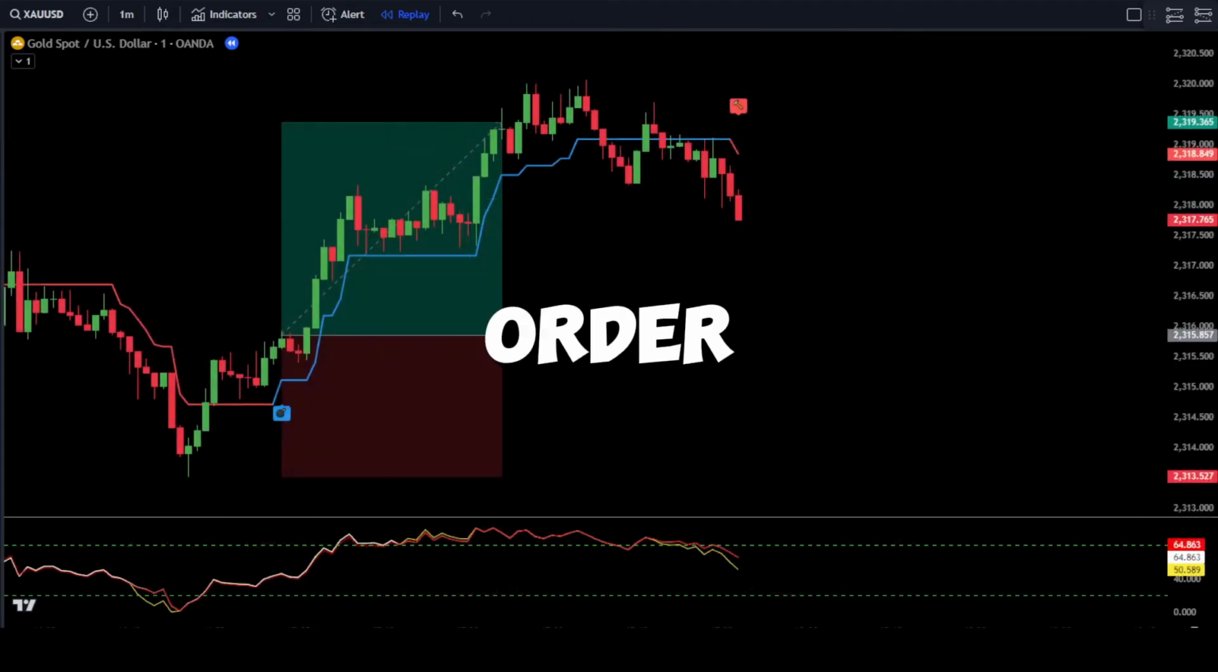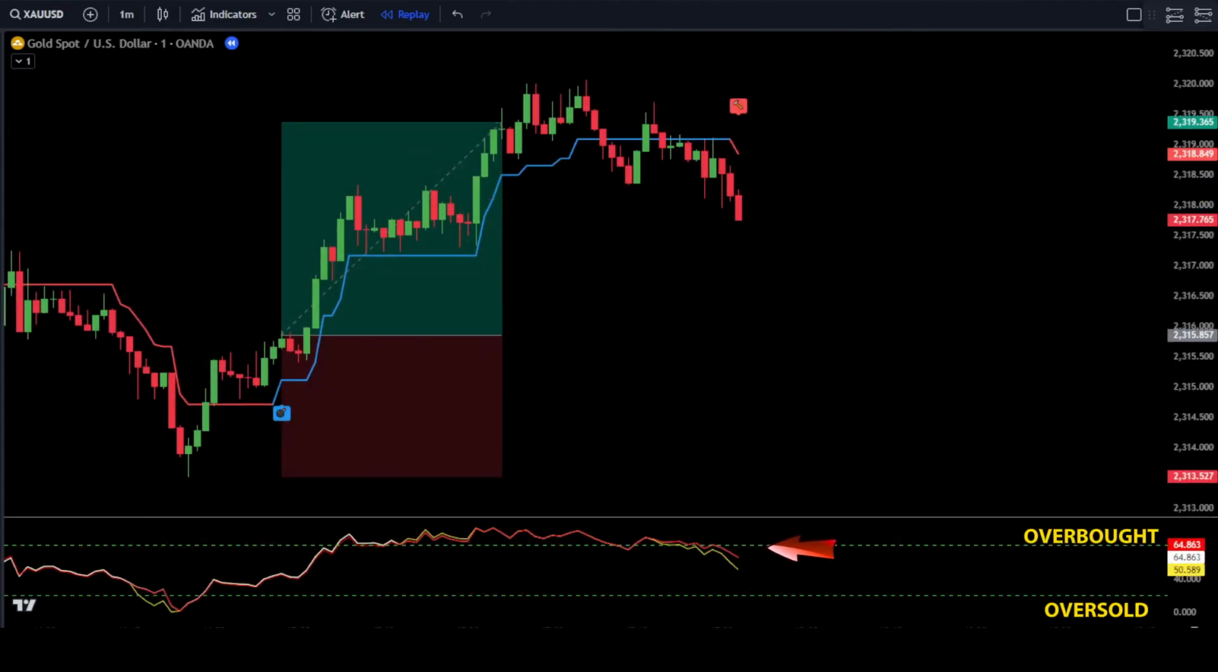How to place a sell order. If the three Sniper Stochastic signal lines enter the overbought area, you must wait until all three signal lines exit the overbought area. Then, if the three Sniper Stochastic signal lines have exited the overbought area, you can wait until the Follow Line Indicator changes from blue to red.